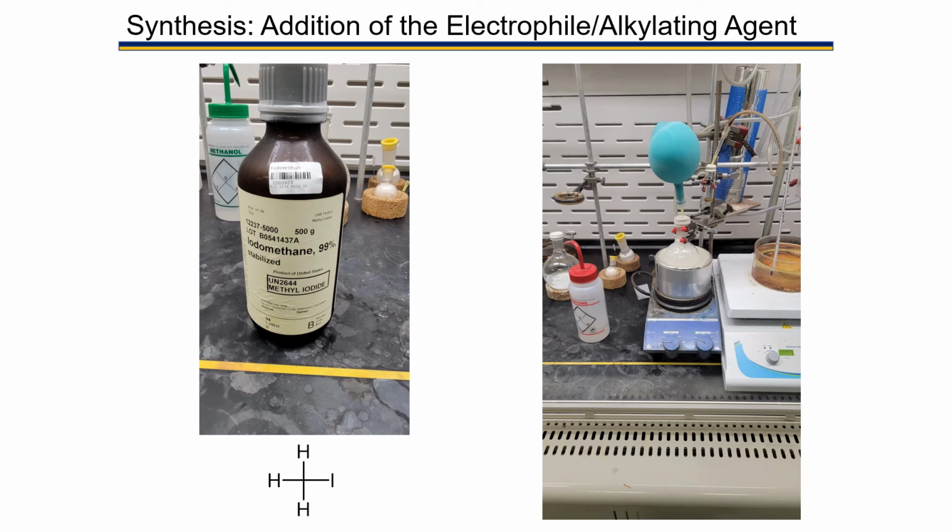Next, we add our electrophile or alkylating agent. We do this while the flask is in an ice water bath. Iodomethane is a fairly hot electrophile, and keeping it cool helps control the exothermic release that occurs when this reagent reacts. The balloon in the picture is filled with argon gas, which provides an inert blanket over the reaction mixture, helping to keep it air-free.